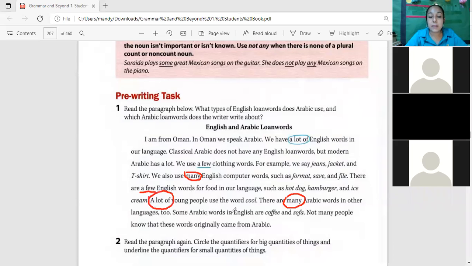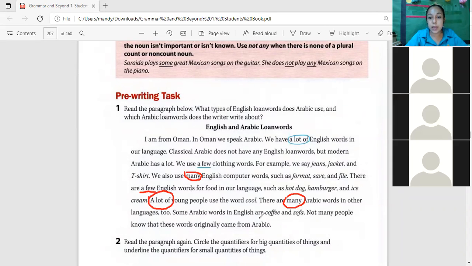So let's see, some Arabic words in English are coffee and sofa. In that case, some. Big or small quantity of something? In that case, we mention only two: coffee and sofa.